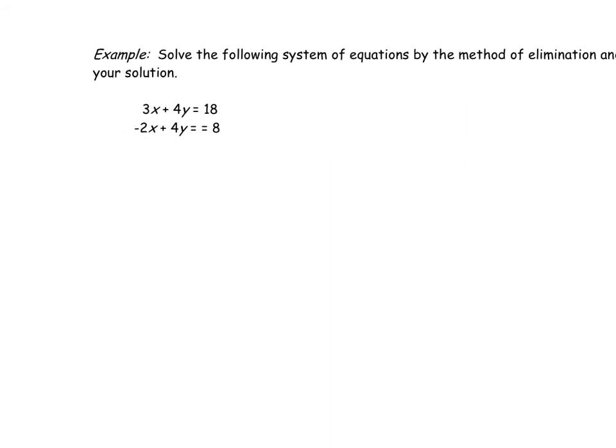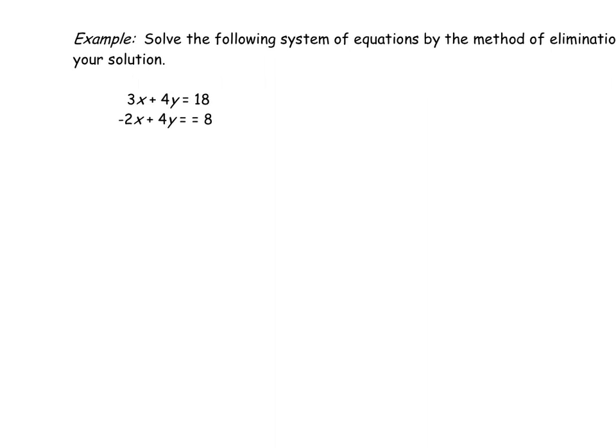Same idea here. Okay, with this example though, we have a positive 4y and another positive 4y. So instead of adding, I want to subtract. But I'm going to subtract every single term. Now when I subtract a negative, that's the same thing as adding. So this is really 3 plus 2, which gives me 5x, 4 minus 4y, which zeroes out, and 18 plus 8. I think that was supposed to be a -8.